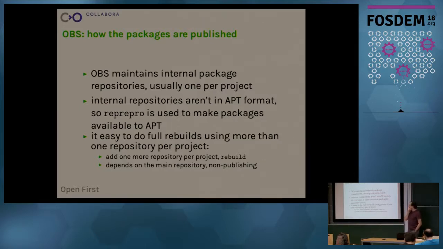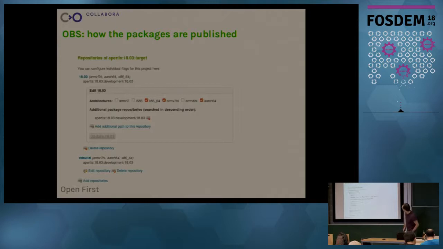So in OBS, it's quite easy to do full distribution rebuilds by just adding one more repository to the project. OBS starts rebuilding all packages in this repository, and they go nowhere. They stay in the repository, but they're not published in the actual apt repositories until you explicitly ask OBS to do this. And well, it's quite a tiny screenshot on this screen, but basically you can add as many repositories in OBS as you like, and you can tell OBS which other projects it depends on and what architectures to build for. As you can see, we don't support i586, for example, or ARMv6.